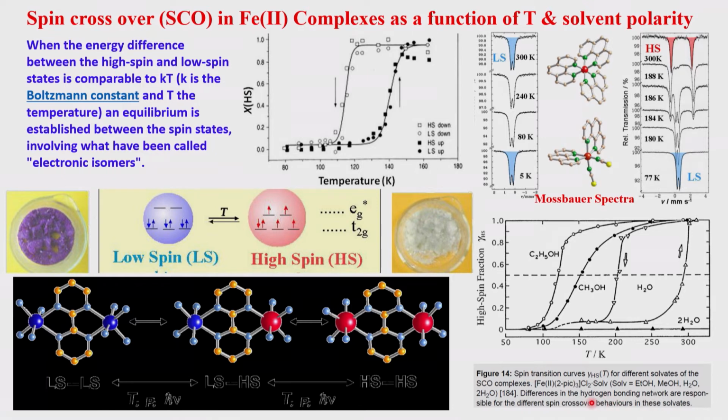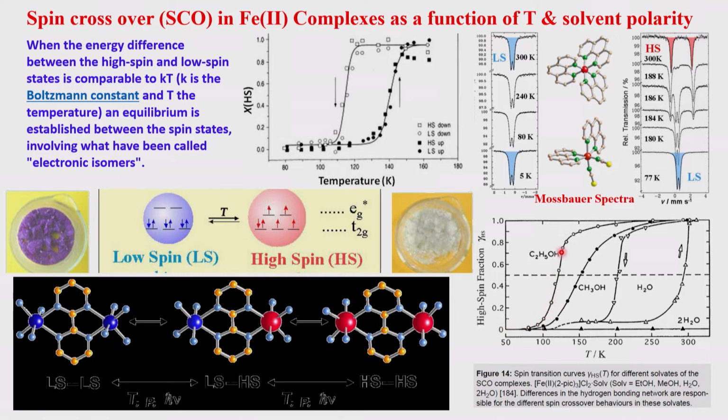So suppose you take this particular compound, iron 2 picrate thrice, having Cl2 outside because it is 2 plus, and there are some solvents. One is ethanol, other solvent is methanol, other is 1 water, other is 2 waters. So for all these 4 cases, these magnetic measurement curves are drawn here.